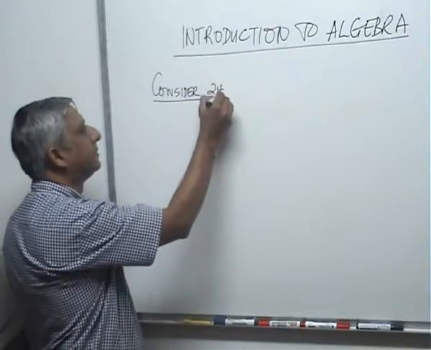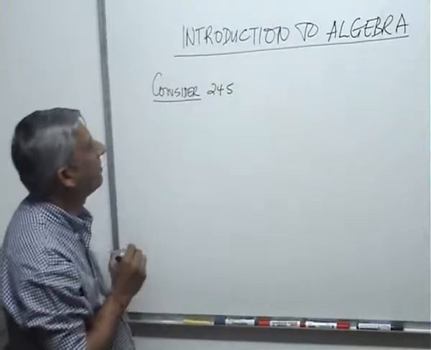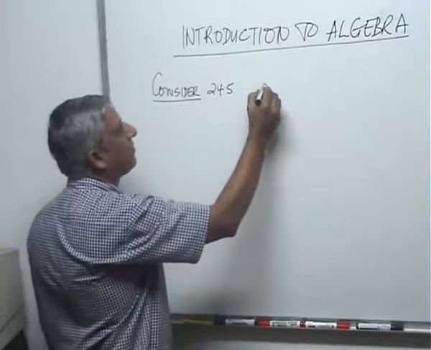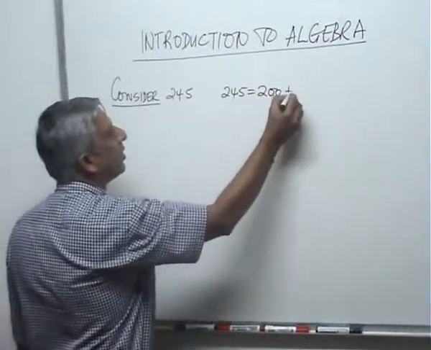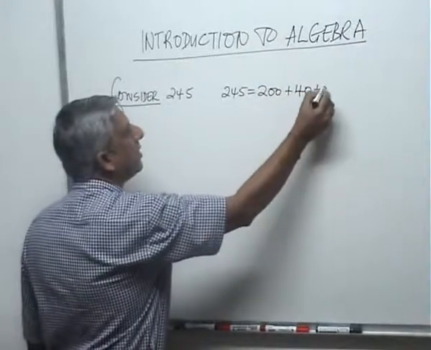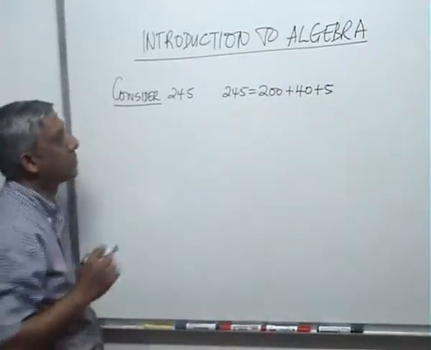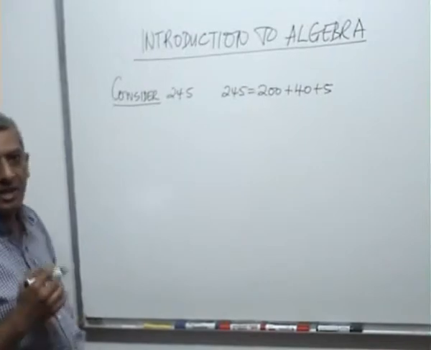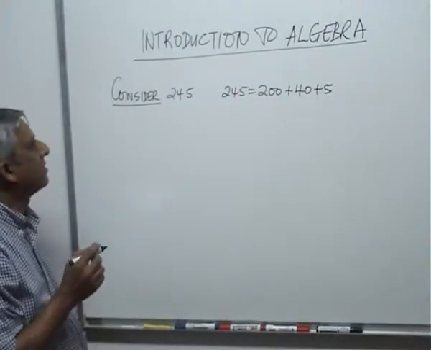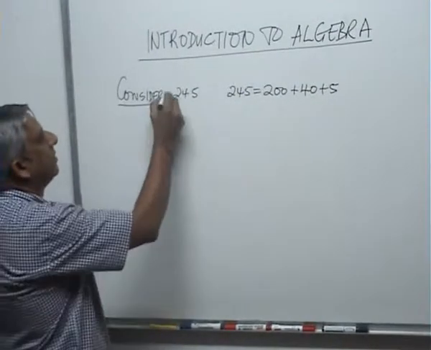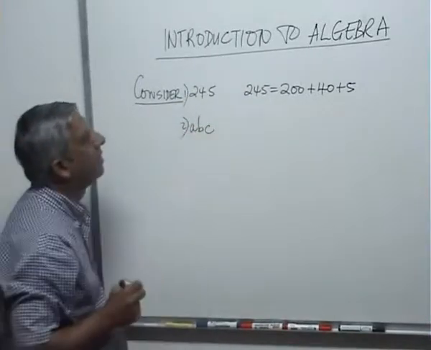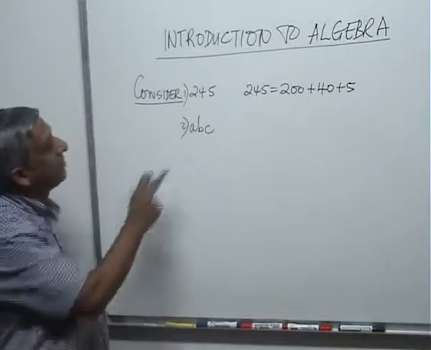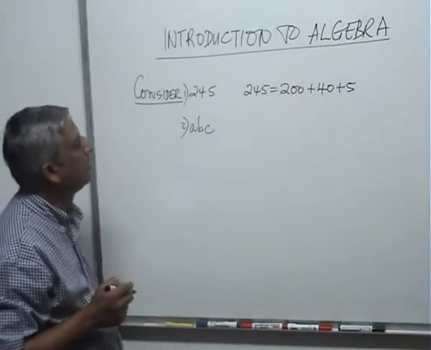245, the number 245. Then 245 is equal to 200 plus 40 plus 5. So that's what we are used to. But in algebra we're going to start dealing with letters. And suppose I gave you ABC. Then you have to know the difference between these two.